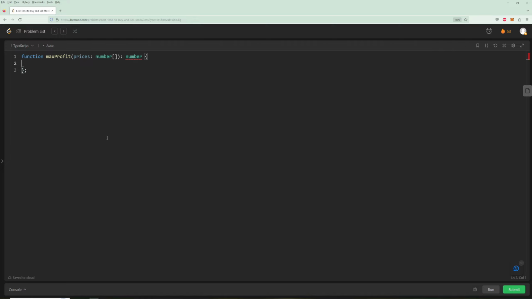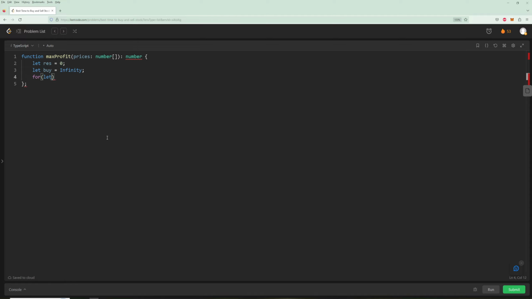Okay, so we are going to have 2 things, remember. We're going to have the result, let result be 0, and we're going to make the buy price infinity. And we simply loop through every single number. So we can just say for let price.